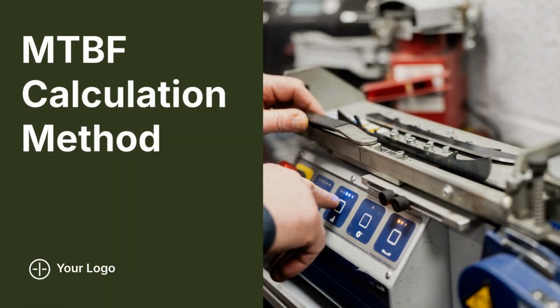MTBF is calculated by dividing total operating time by the number of failures. For example, a conveyor motor running for 4,320 hours with 3 failures has an MTBF of 1,440 hours. This metric helps schedule inspections and manage spare parts. It indicates whether your preventive maintenance intervals align with actual failure experiences. Remember, MTBF is a statistical average, not a precise countdown.